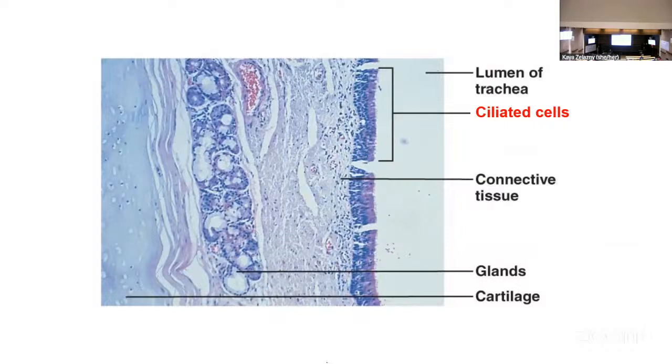Here's what it would look like on a histological slide. We can see these glands and such in the tissue, right? They'd be producing mucus. Here we can see the cilia of the ciliated cells right on the surface. And we can tell this is the lumen of the trachea on the right, the inside of the passageway, partially because we can see cartilage all the way over here on the left. We know that's the outside.